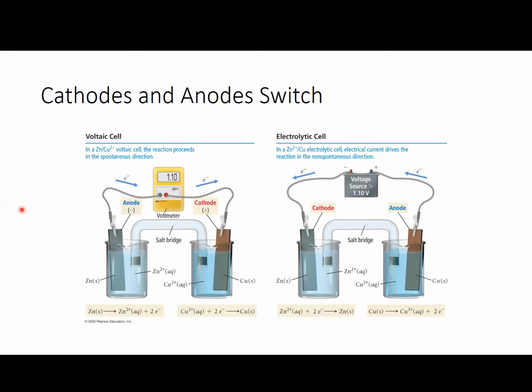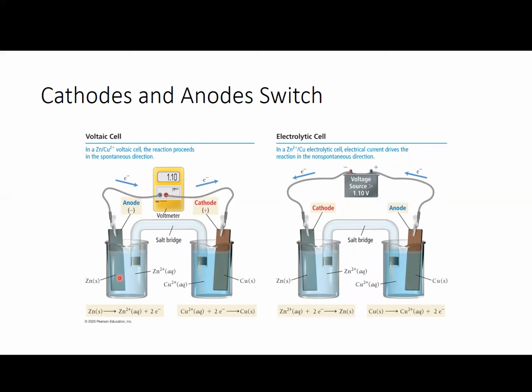So a voltaic cell is one where I've got zinc on this side, copper on this side, and because of the way that it's set up, I'm going to produce a current that goes from one to the other, and I'm going to have 1.10 volt separation. An electrolytic cell would make this go in the opposite direction. So cathodes and anodes would switch.